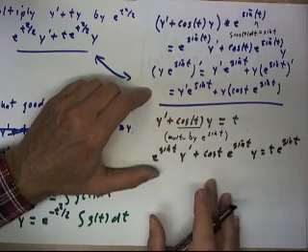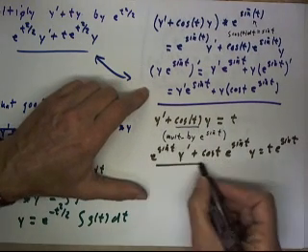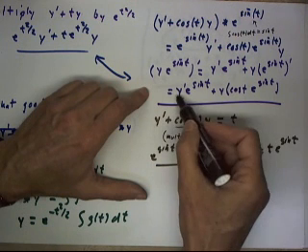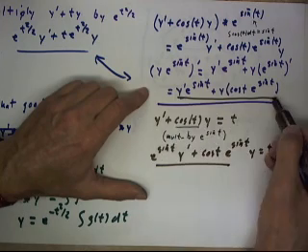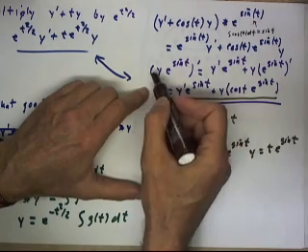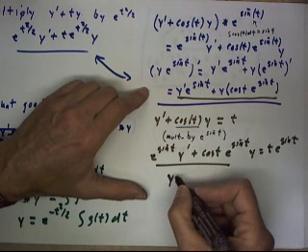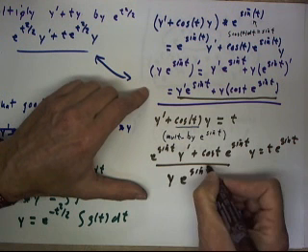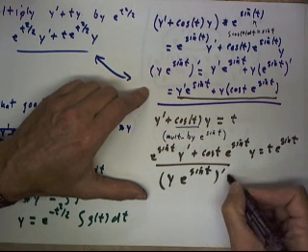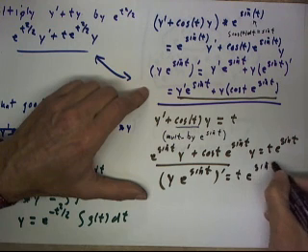Now, is that good? Does that help us? The left-hand side is identical to the expression we got up here. And we know that this expression is the derivative of y e to the sine of t, so that this tells us our equation is now of the form (y e to the sine of t) prime equals t e to the sine of t.